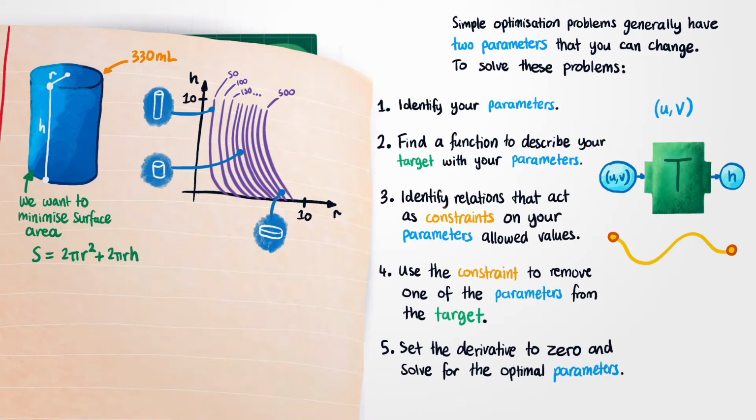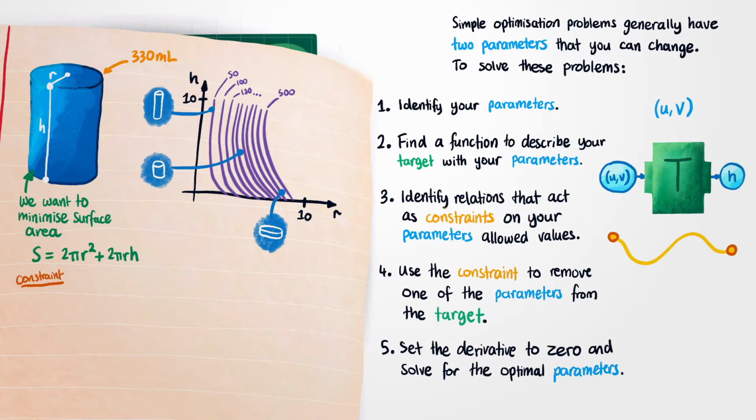Now, if you just wanted to minimize the surface area of your can with no regard to anything else, you just pick a really tiny radius and a really tiny height, right? The trouble with this, of course, is there's no way it will hold 330 mils. And this brings us to our next point. We need to actually identify our constraints, and our constraint is that we need to hold 330 mils of liquid.